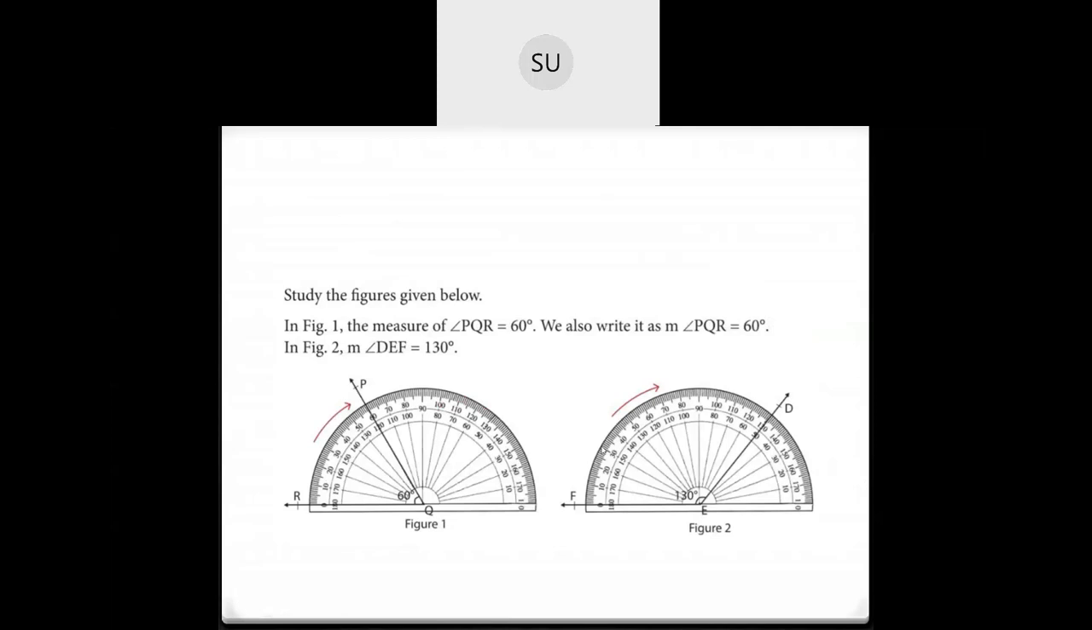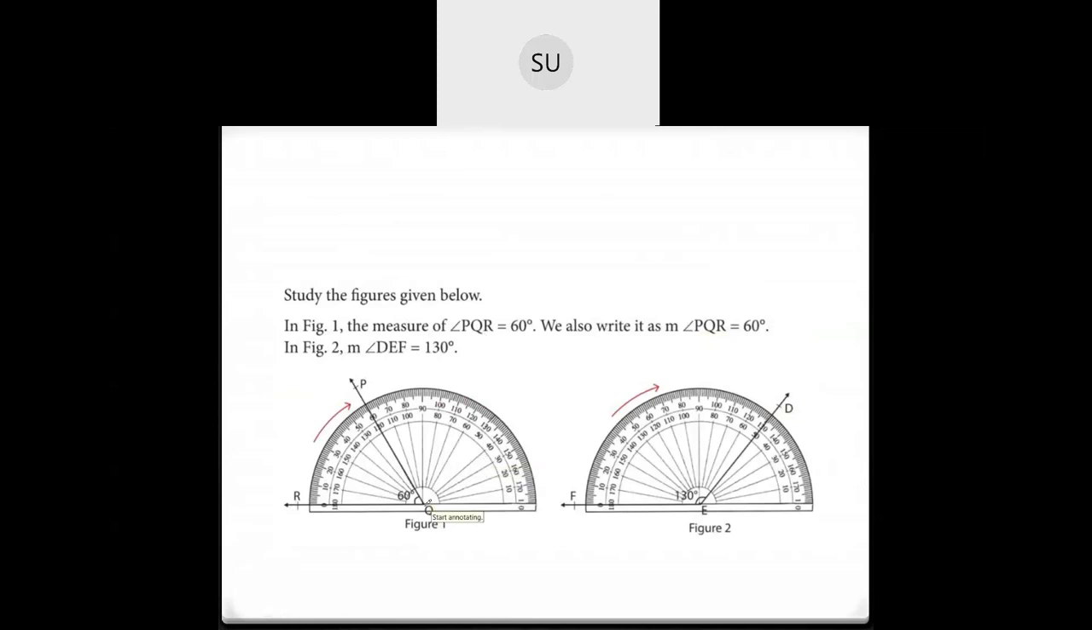Now if you look at the figures over here, the measure of angle PQR is 60 degrees, and we also write it as m∠PQR is equal to 60 degrees. Now in figure 2, the measure of angle DEF is 130 degrees. If you look at figure 1, the rays are towards your left, so you'll start measuring from the left-hand side.